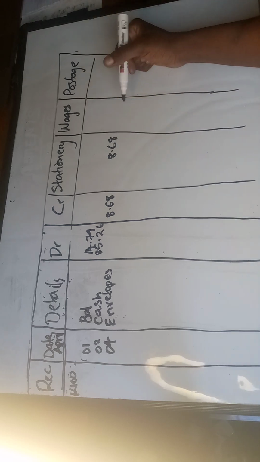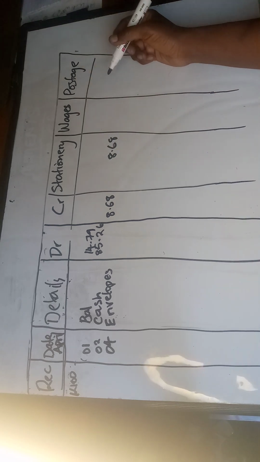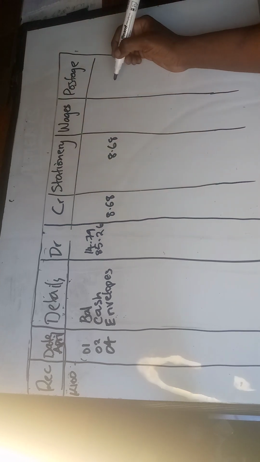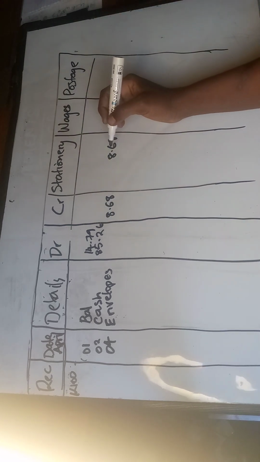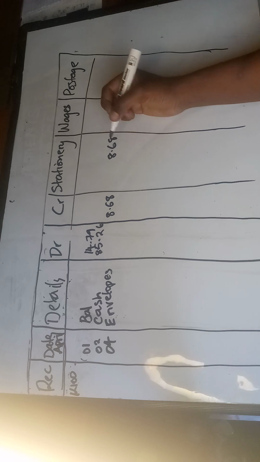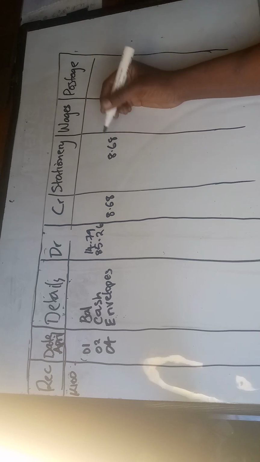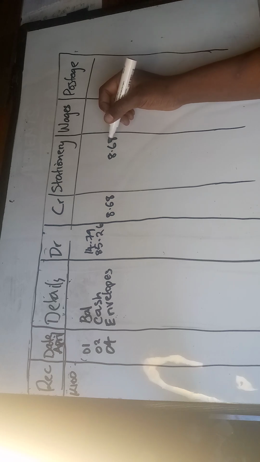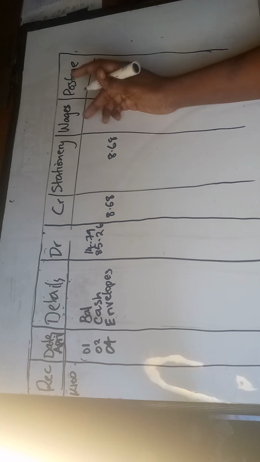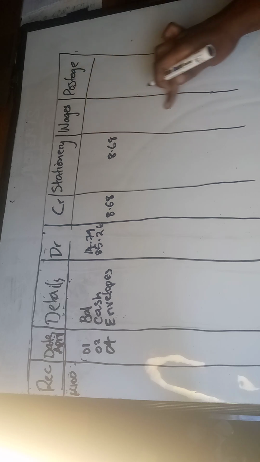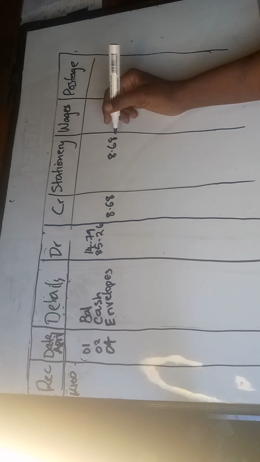Now there's usually a confusion between stationery and postage. We don't always use envelopes in postage. Sometimes envelopes are given when the accountant is giving salaries to employees, so it can be recorded under stationery. But when there is no stationery, that is when you can include it in postage. Okay.